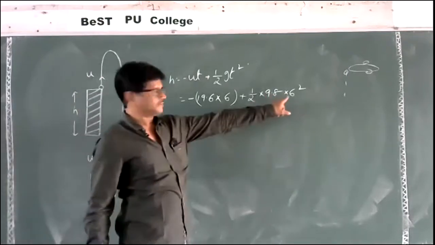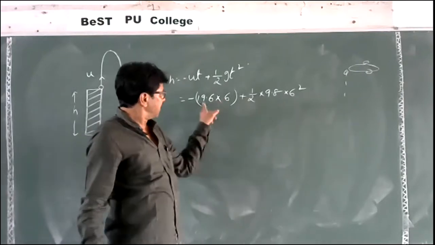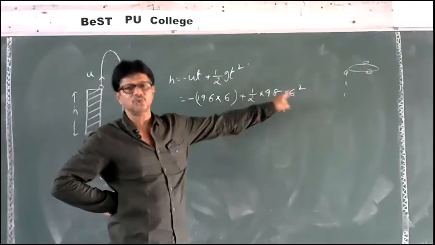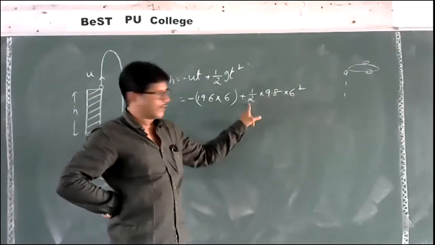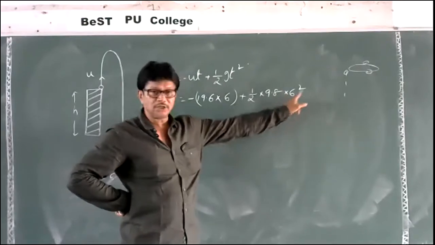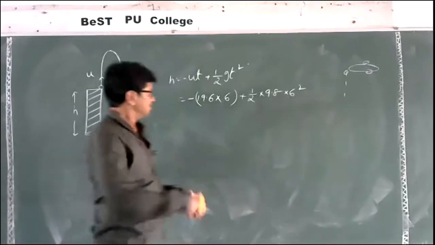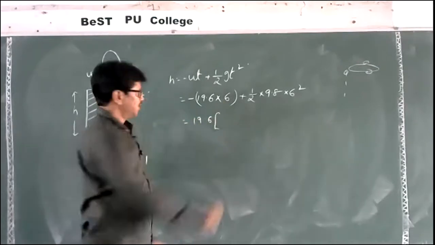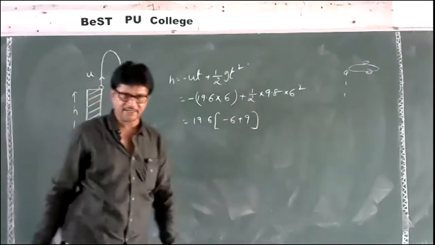6 square. See here how to simplify in the easiest manner. Here 19.6 is there, here 9.8 is there. So 9.8 to 19.6. 36 divided by 2, 18 we will have. 18 I will write as 2 into 9. So if I take a common of 19.6, then here we'll have a minus 6 and here we'll have a plus 9. Correct?